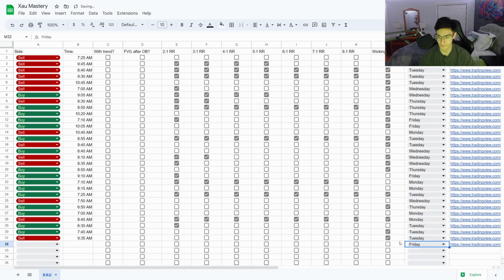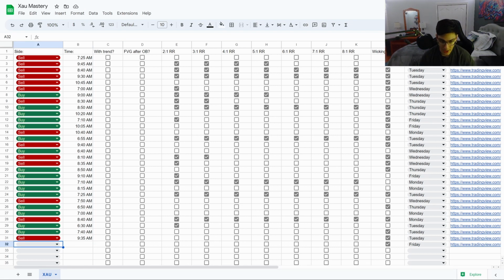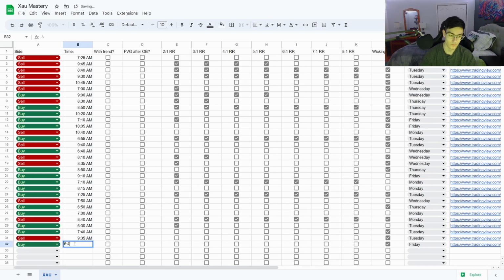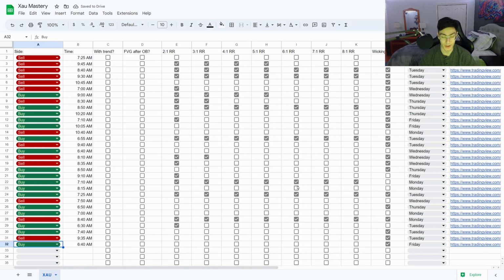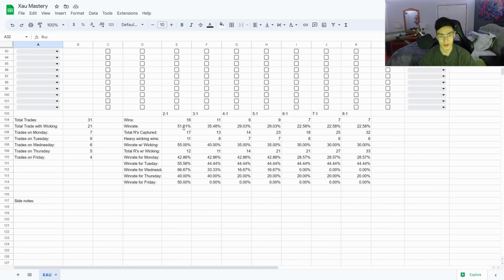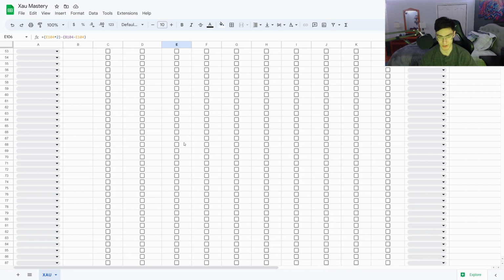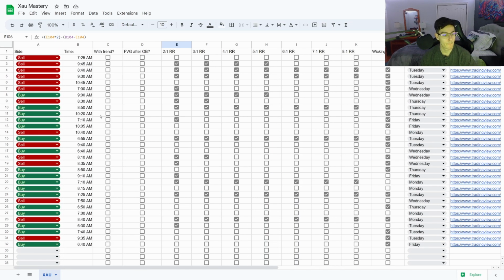That trade was on Friday. I did get some wicking at the zone. Didn't really hit any of these. And then it was a buy, and I did the buy at 6:40 a.m. I have no notes for that trade. But if you scroll to the bottom, you can see my win rate just went down a little bit, and my total R's captured probably went down by 1. But we'll come back to TradingView.